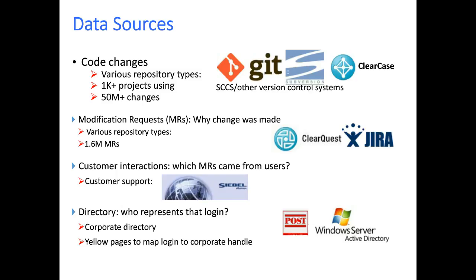Obviously, whatever happens in development does not concern end users. So you need to find out which issues, which MRs, which code changes actually pertain to customer-found defects. And for that, we need customer support systems. In this case, Siebel, a widely used system that many companies use. Obviously, as I mention later, experience is an important part, and understanding who the developers are, one needs access to a corporate directory. In this case, we have used Active Directory.